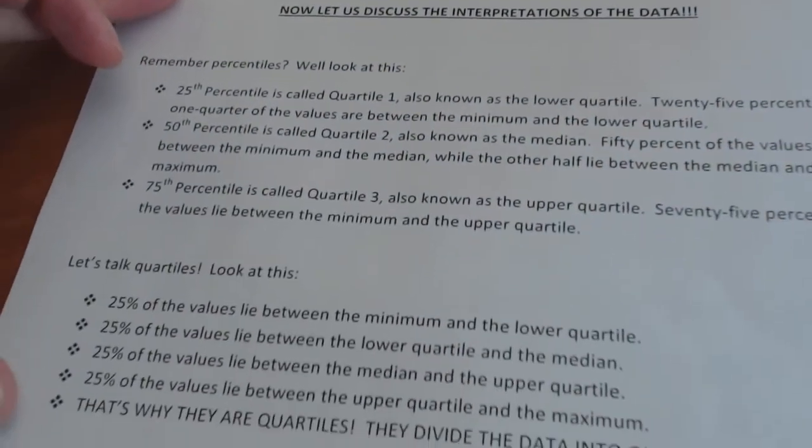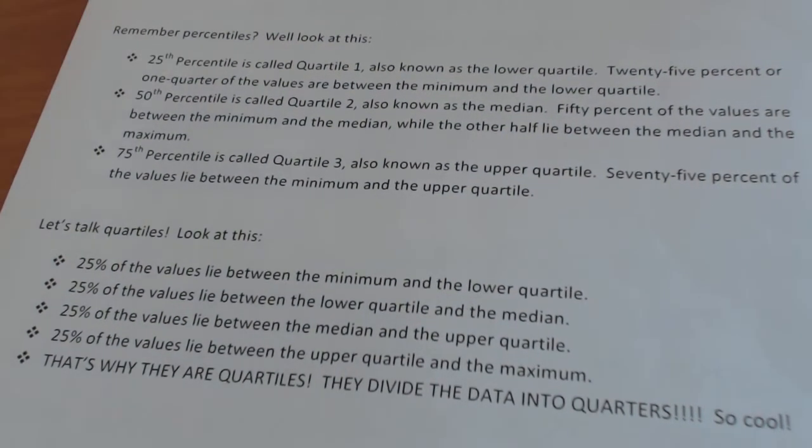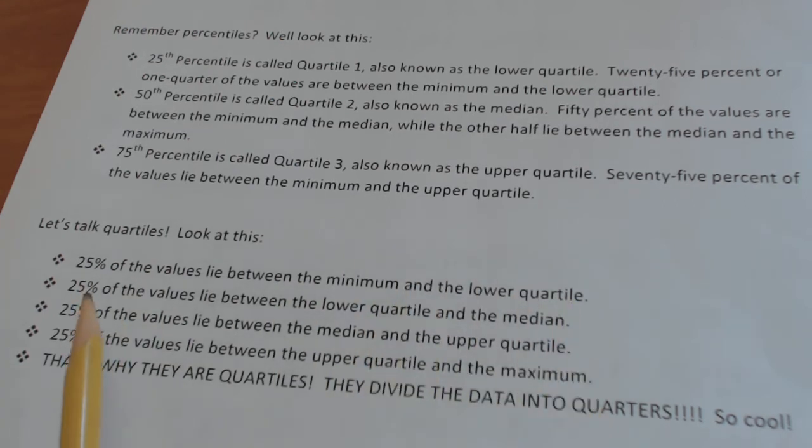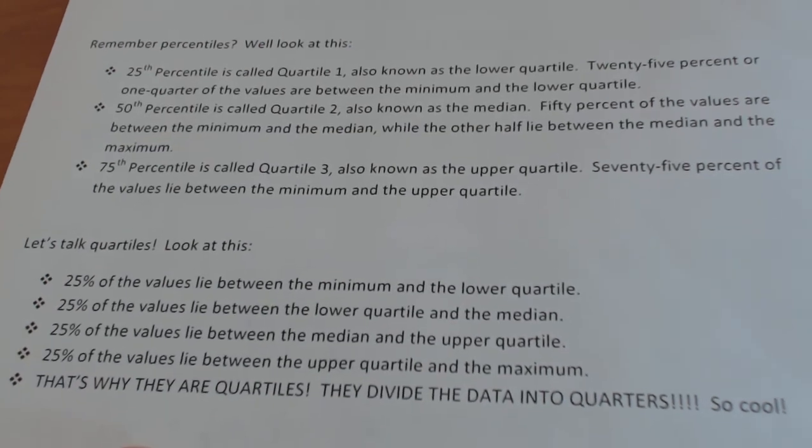So underneath here, you actually have this written again. I typed this up for you in that first sheet. Nothing is different. I just cut and pasted it over so that you would have it again. It's always good to have what percentiles are, so I'm not going to read through it. The quartiles, same thing: 25% of the values lie between the minimum and the lower, 25 between the lower and the median, 25 between median and the upper, and 25 between upper and the maximum, and that's why they're called quartiles, because they divide the data into quarters, which are so cool.